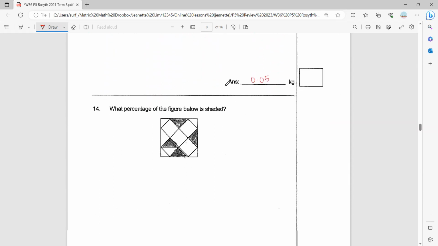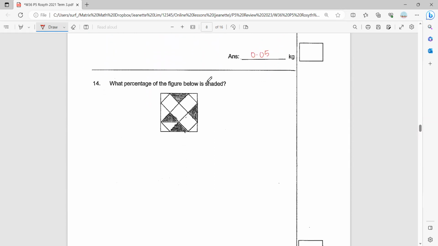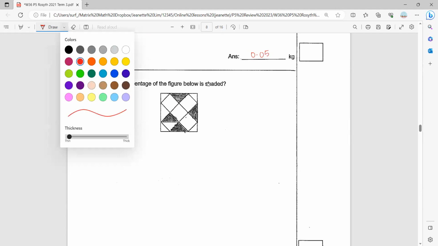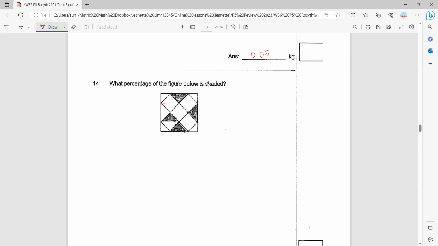Question 14. What percentage of the figure below is shaded? Okay, you can use squares, you can use triangles, you can use the smaller triangles also can. So let's divide this into small triangles. Because this first triangle here is the smallest, right? So I'll change all into that size.